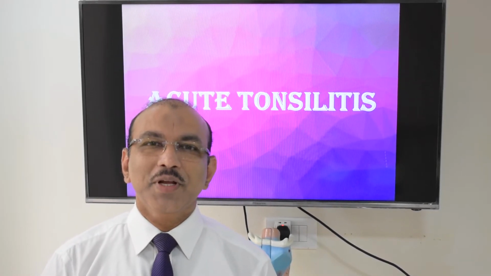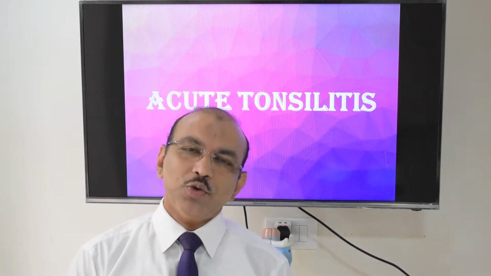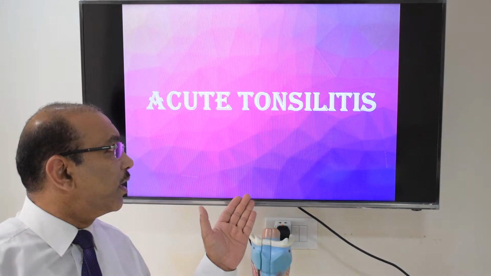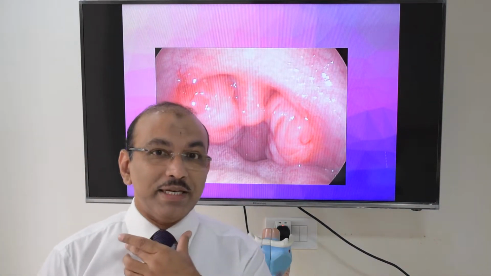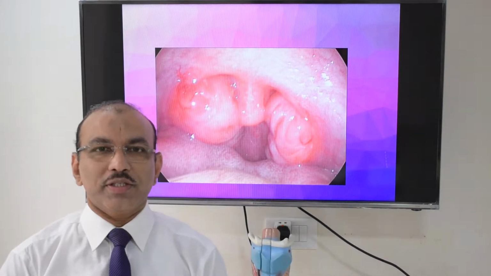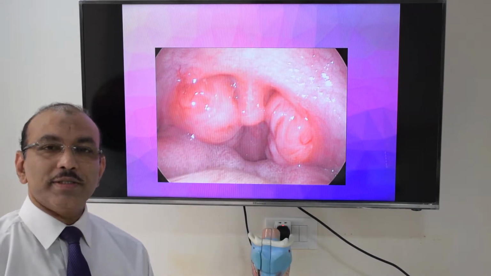Hi there. Today's topic is acute tonsillitis. First we will see what these tonsils are. If you open the mouth and look deep inside, on either side you can see almond shaped structures, one on each side. These structures are called tonsils.